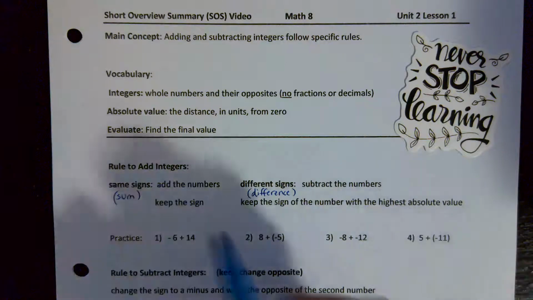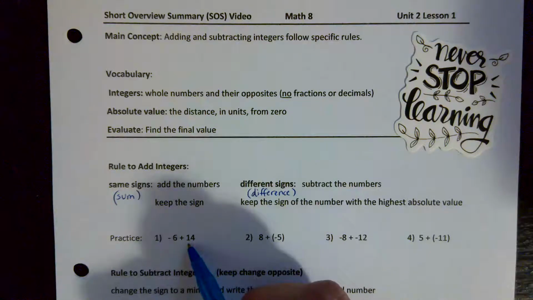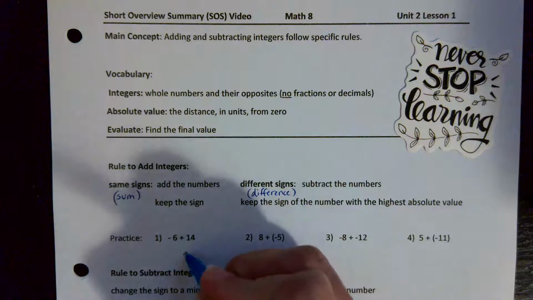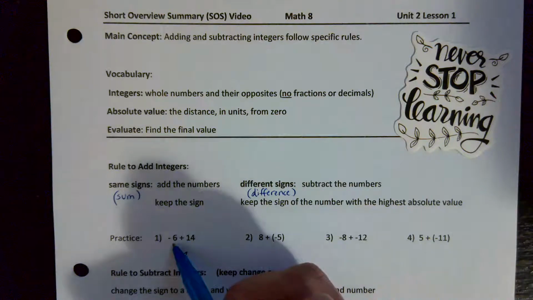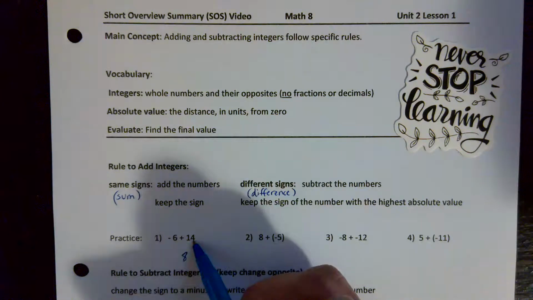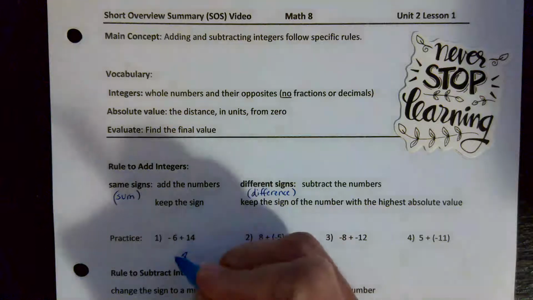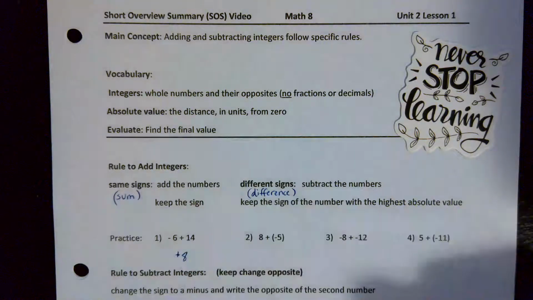Okay, and we're back. So -6 and a +14, that's different signs. I'm going to subtract these two numbers and I get 8. And I keep the sign of the number with the highest absolute value. So this is 6 units from 0. This is 14 units from 0. This wins and I have a +8.